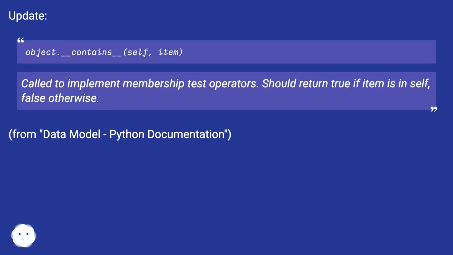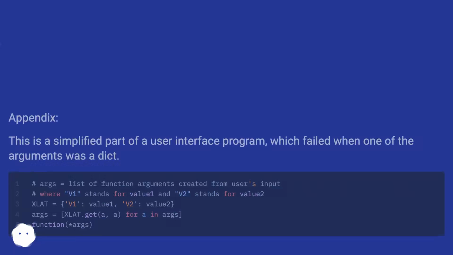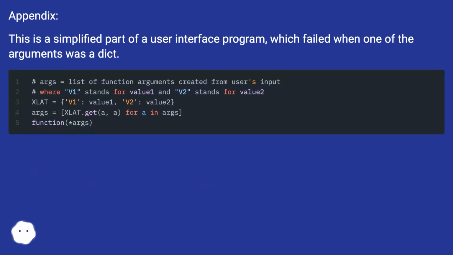Update. object.__contains__(self, item), called to implement membership test operators. Should return true if item is in self, false otherwise. From Data Model, Python documentation. Appendix. This is a simplified part of a user interface program, which failed when one of the arguments was a dict.